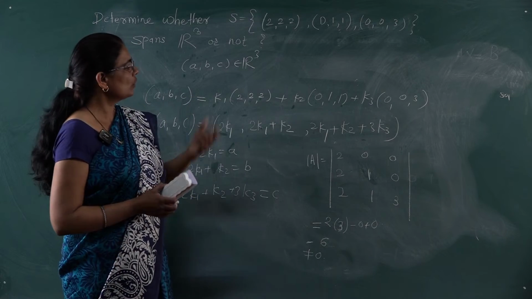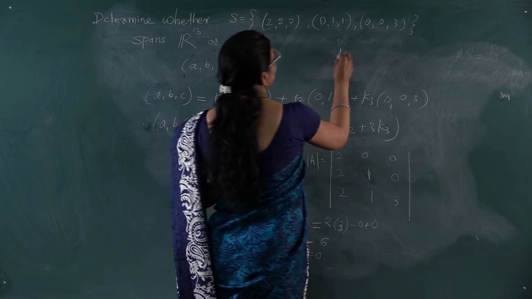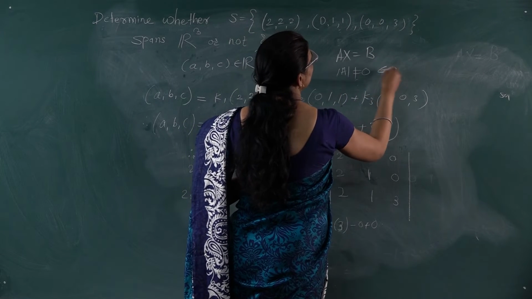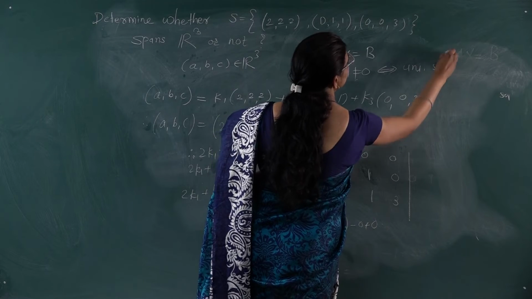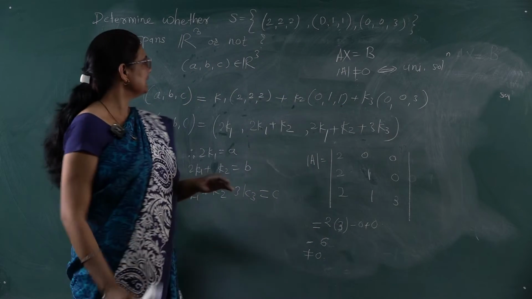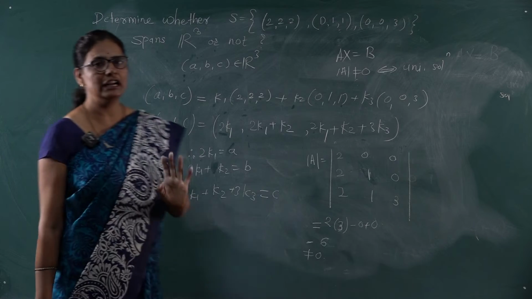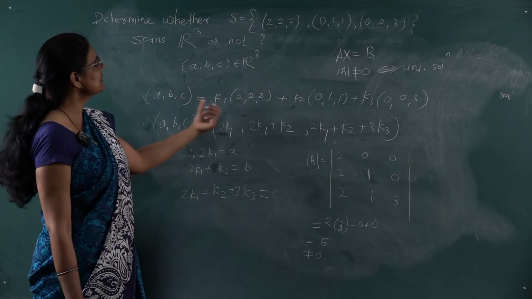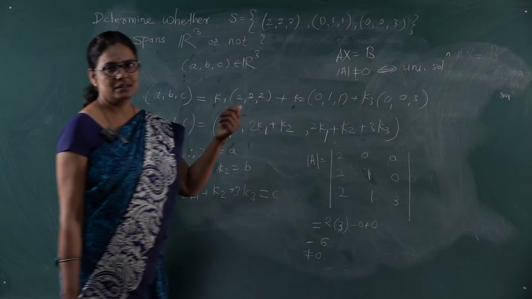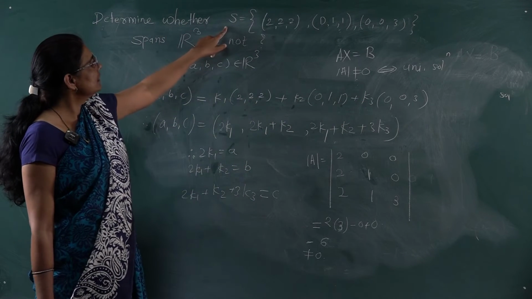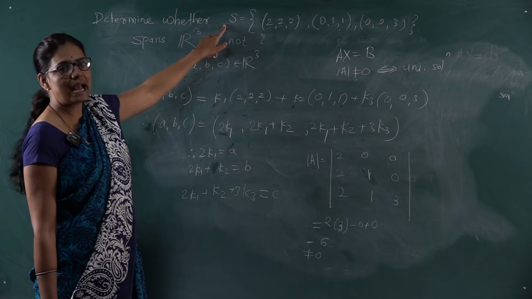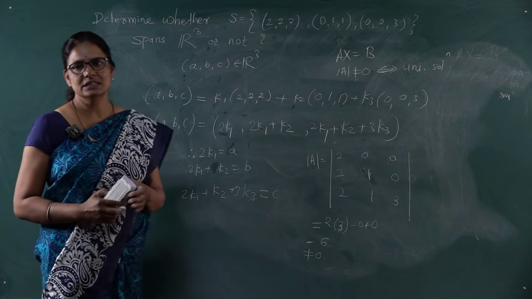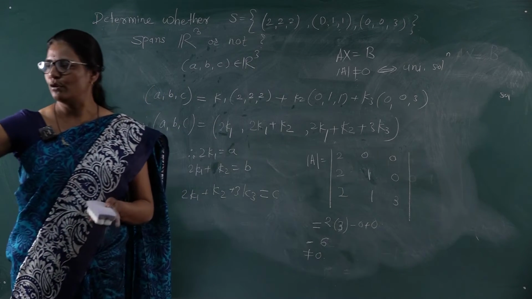So for a non-homogeneous system Ax equals B, the determinant is not equal to 0 if and only if this system has a unique solution. That is, for every ABC you will definitely get a solution. And that is, every triplet ABC can be expressed as a linear combination of these 3 vectors. And therefore we say that the given vectors span R3, or the given set spans R3. So now consider one more example which is related to polynomials.